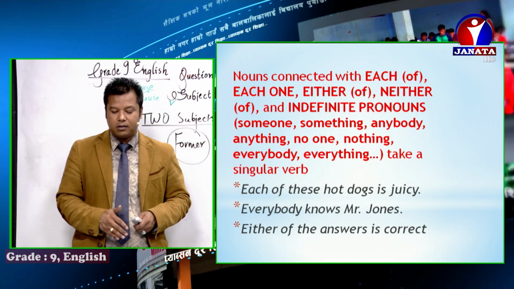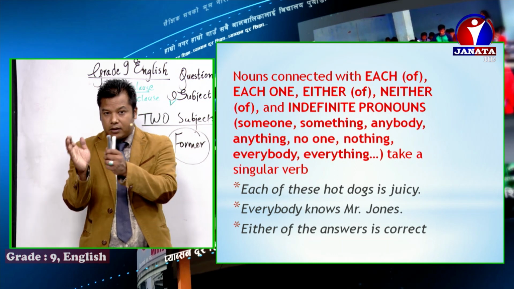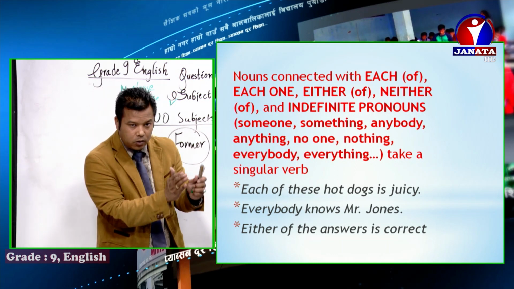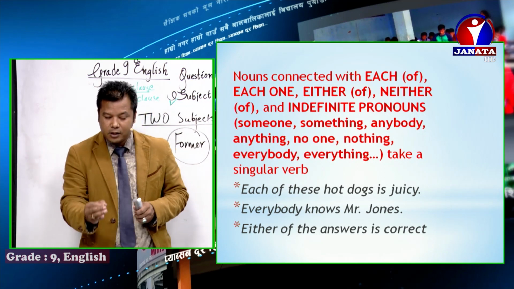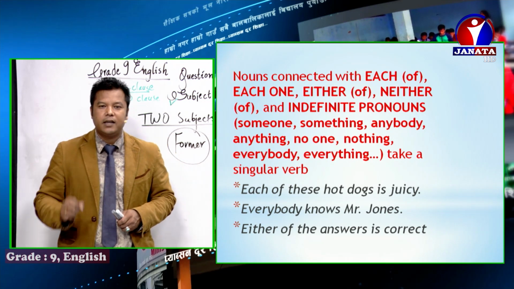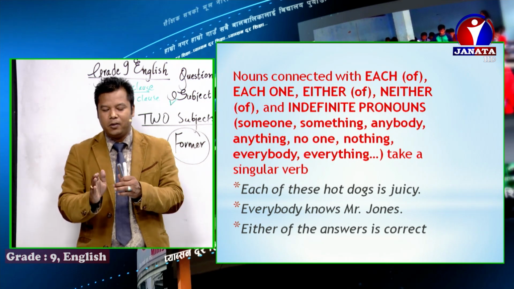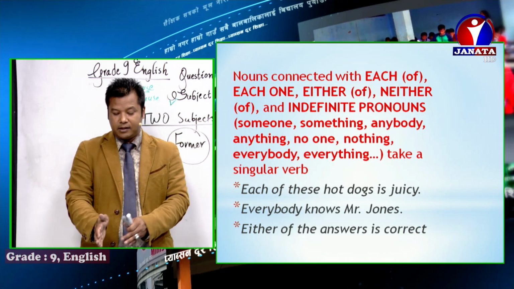Each of these hot dogs is juicy. The focus is each, so it goes on one particular hot dog, not all. Distributive order. So this is a special case. Whenever you have each and every, always remember your verb is singular, never ever plural. It looks like plural because there is a word hot dogs, but the verb is singular.